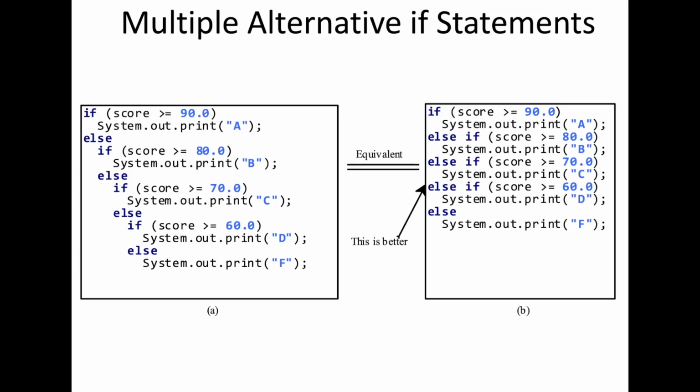Let's look at if statements involving lots of chain if and else. In this example, on the left side, you have a classical grading system. If a student score is greater than or equal to 90, print A. Otherwise, if the score is less than 90 but greater than or equal to 80, print out B. So you have this cascade of if and else chained together that way.